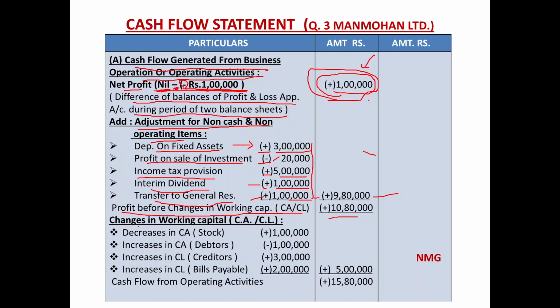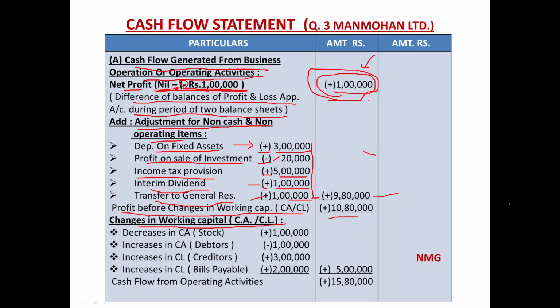Now the second sub reporting under this title A, changes in working capital or changes in current assets and current liabilities. You know the relationship: CA with cash flow is a negative relationship, and CL with cash flow is a positive relationship. So let us do it one by one.